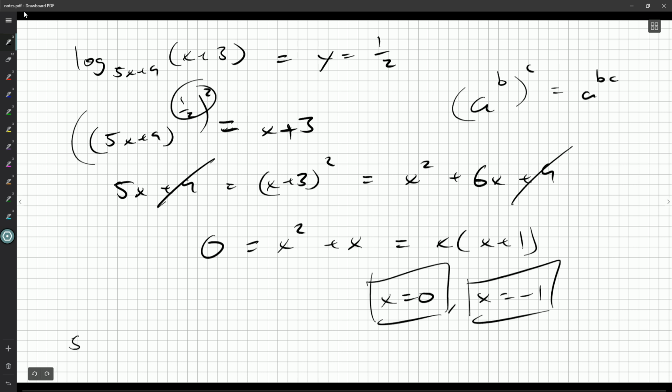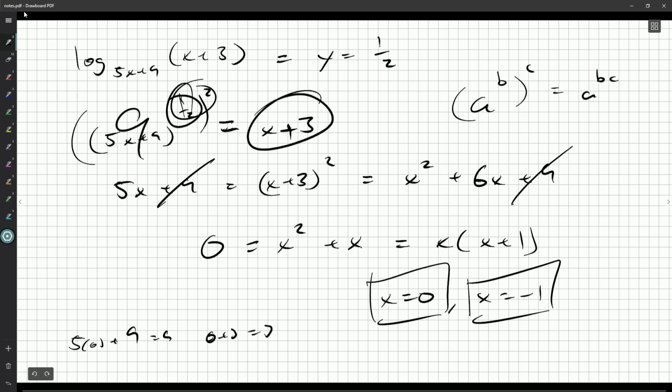Okay? And we quickly check. 5 times 0 plus 9 is just 9. And 0 plus 3 is just 3. And yeah, hey, 9 to the 1 half is equal to 3. What about minus 1? Well, minus 5 plus 9 is 4. Minus 1 plus 3 is 2. That also has this nice square root relationship. 4 to the 1 half is 2. So we're not only double checking our arithmetic, but we're also making sure that we actually get bases that are allowed. Okay?